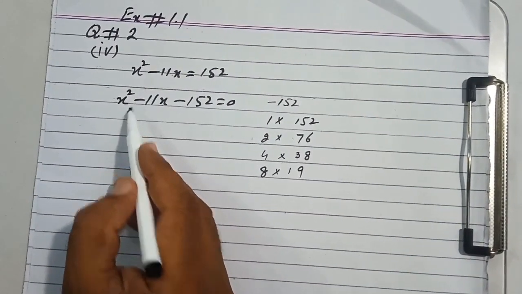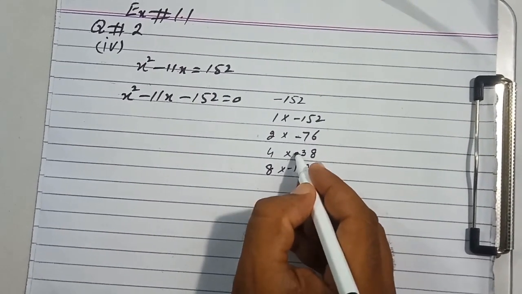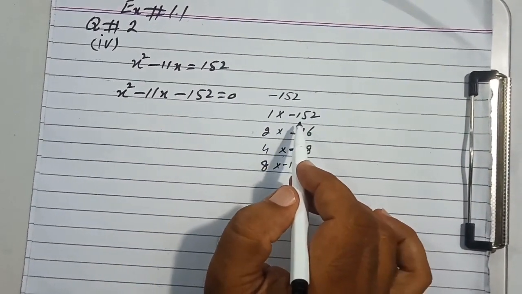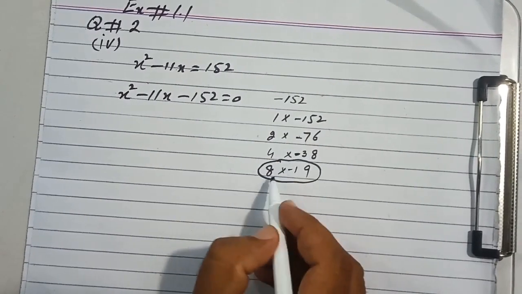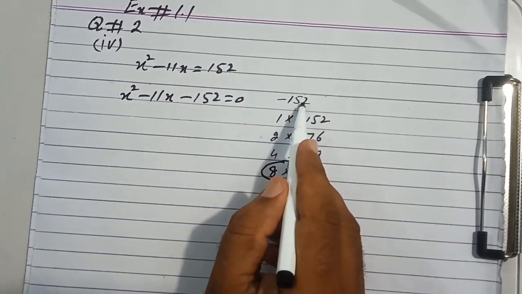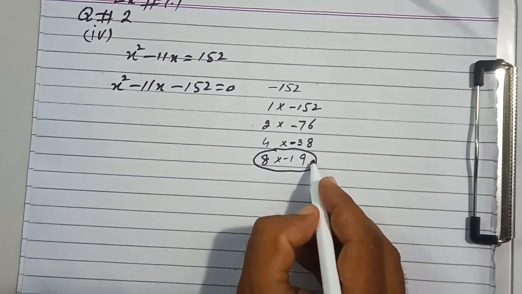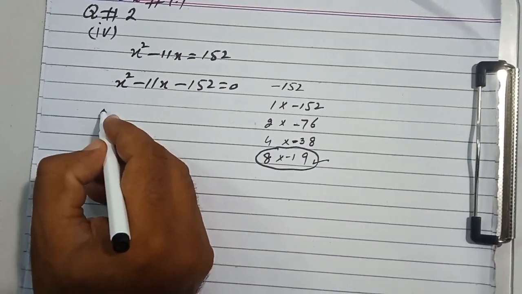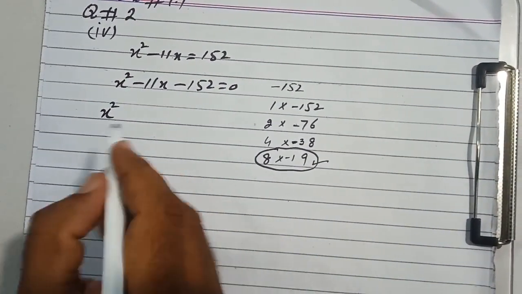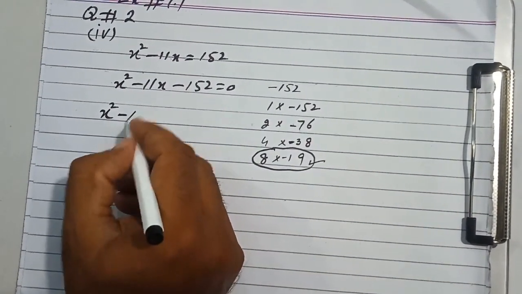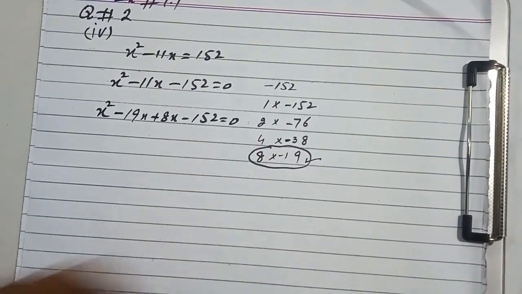Now students, in the middle there is a minus sign, so put the minus sign with the greater number. As I have told you, if our product is a negative number, one of the factors must be negative. So the last pair of factors will be used. The product of 8 and minus 19 will be minus 152, and the sum of 8 and minus 19 is minus 11. So this pair of factors will be used. So I will write x square plus 8x, or you can write minus 19x first, it is up to you. x square minus 19x plus 8x minus 152 is equal to 0.